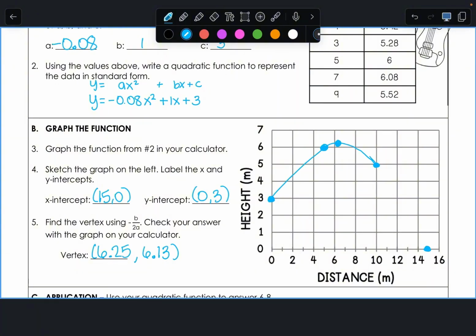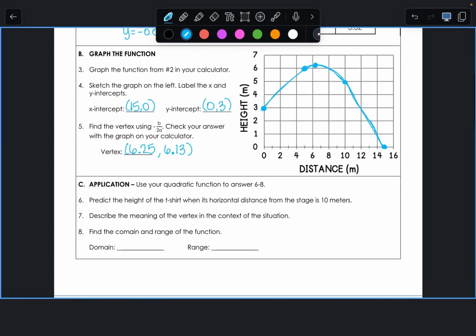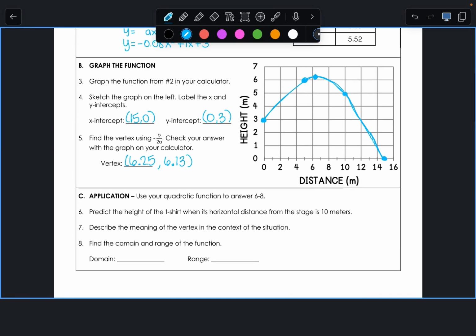Letter vertex. Okay. Not the best looking one, but it's there. Ready? Like a roller coaster. Yeah, like a little roller coaster.